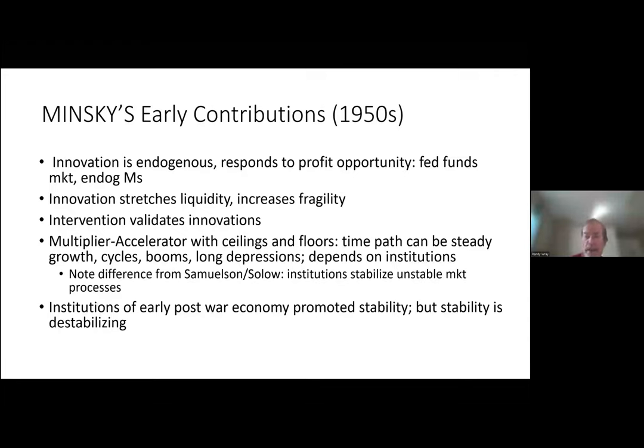Intervention by the government, it could be the Treasury, but usually it's the central bank, will validate innovations. So the idea is banks innovate, that increases fragility to a breaking point. They get in trouble, and then the government bails them out, intervenes, and that validates the innovations, so they continue doing them. If the government didn't do that, if the innovation led to failure, they would drop the innovation, but they don't drop the innovations because the government intervenes.